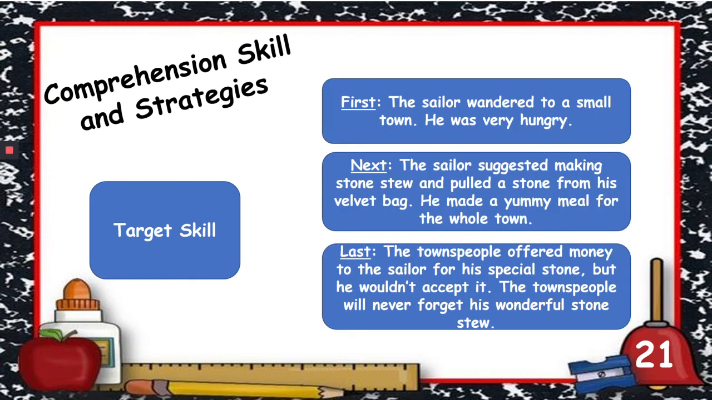So let's look at the sequence of events in the story Stone Stew. First, the sailor wandered to a small town. He was very hungry. Next, the sailor suggested making stone stew and pulled a stone from his velvet bag. He made a yummy meal for the whole town.